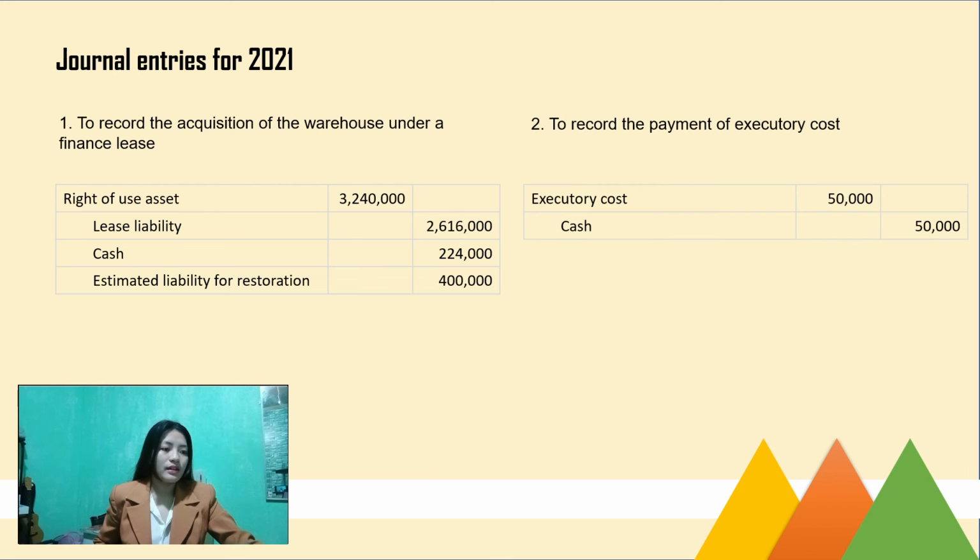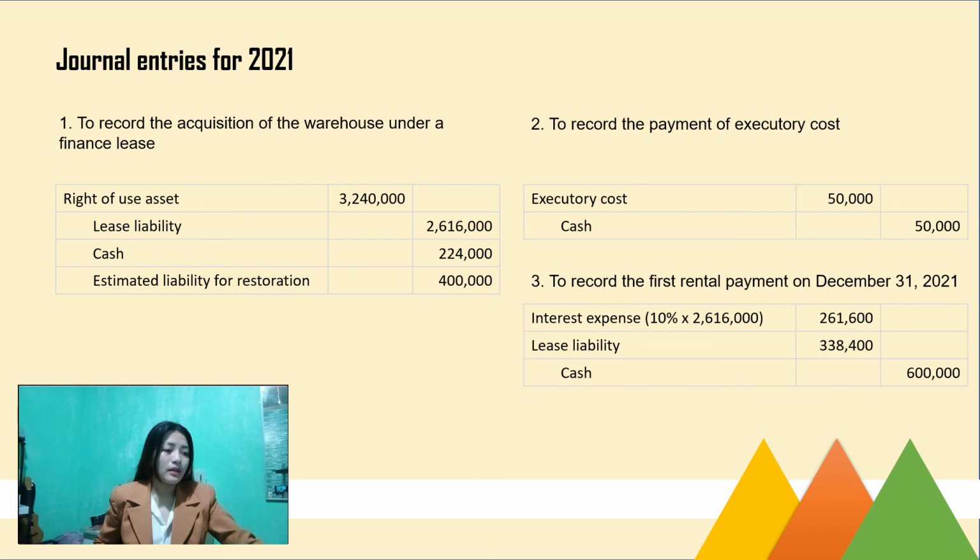Then, second entry, to record the payment of executory costs. Just like what I have said earlier, yung executory cost is an outright expense. That is why we debit executory costs amounting to 50,000 and credit cash 50,000. Third, to record the first rental payment on December 31, 2021. So, sa given, ang payment natin or annual rental payable at the end of each year is 600,000. That is why we credit cash 600,000 since nagbayad na tayo.